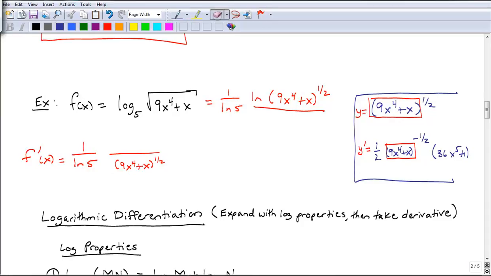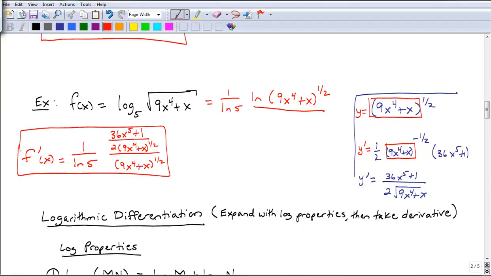So you could simplify this if you'd like to. If you simplify this, you get that the derivative is, on the top I have 36x to the 5th plus 1. On the bottom I have 2 times the square root of 9x to the 4th plus x. And so that's what's going to go up here: 36x to the 5th plus 1, and 2 times 9x to the 4th plus x to the 1/2. Now I can put this together to make it look nice, but as it sits, it's okay. It shows me you know the process.